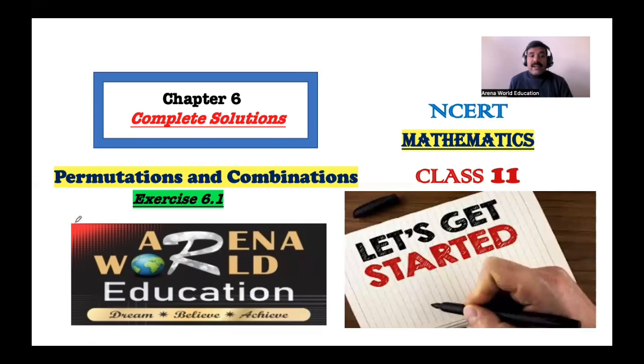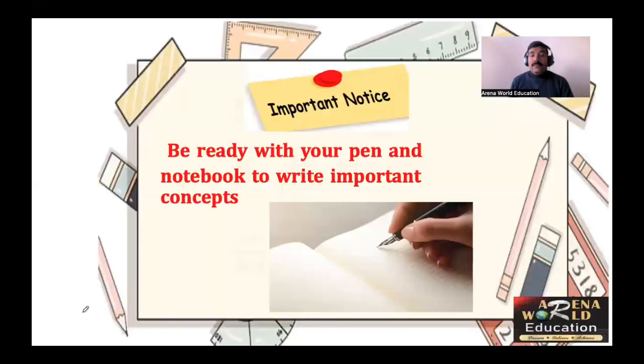Today we are starting a new chapter, permutations and combinations. This is a very important chapter of NCERT Mathematics for class 11. We will discuss all the questions related to exercise 6.1, so be attentive and be ready with your pen and notebook. We will discuss many important concepts and many important formulae throughout the session.